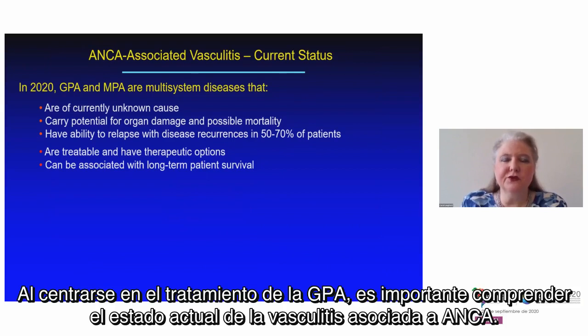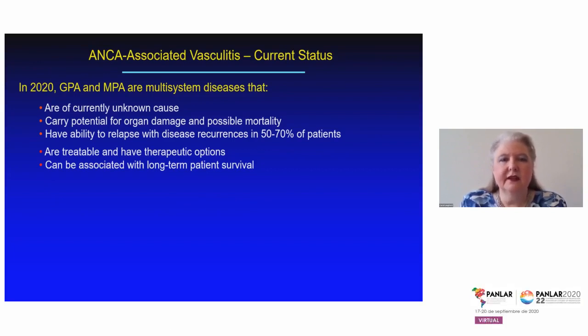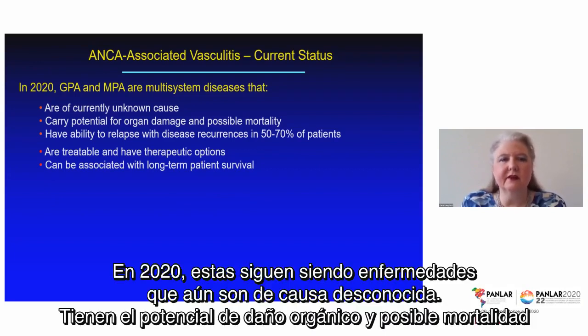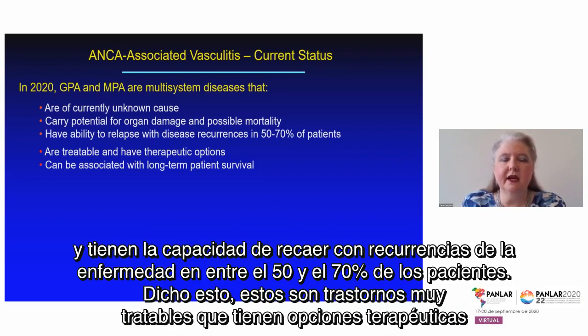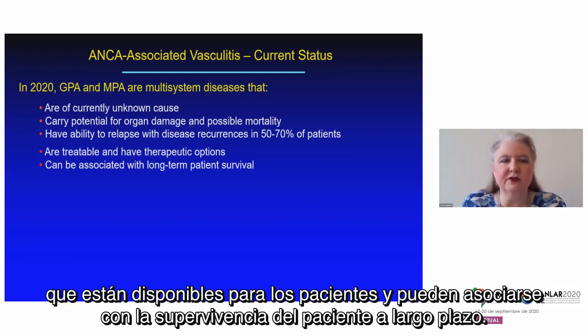In focusing on the treatment of GPA, it's important to understand the current status of the ANCA-associated vasculitides. In 2020, these remain diseases that are as yet of unknown cause. They carry the potential for organ damage and possible mortality, and they have the ability to relapse, with disease recurrences in anywhere from 50 to 70% of patients. That said, these are very much treatable disorders that have therapeutic options available to patients, and they can be associated with long-term patient survival.